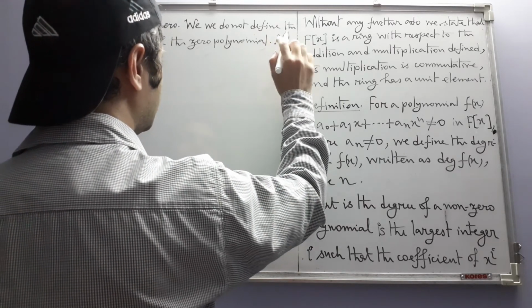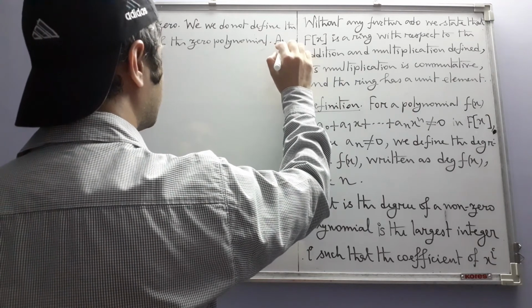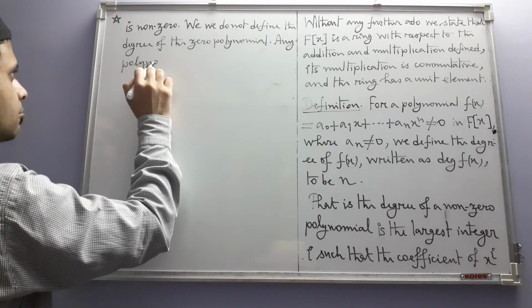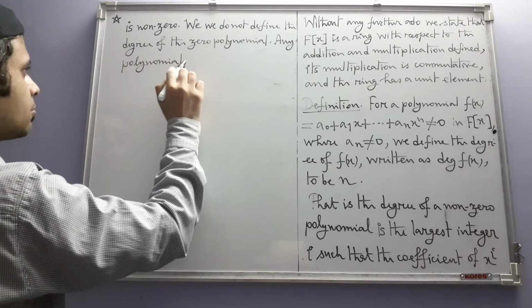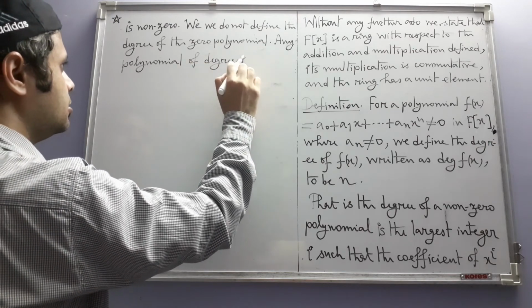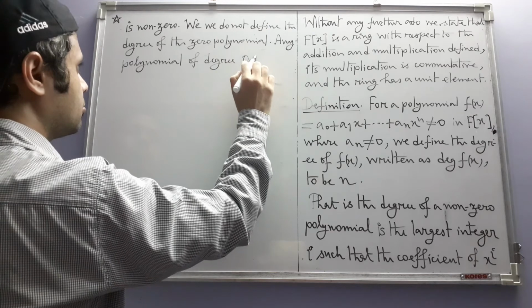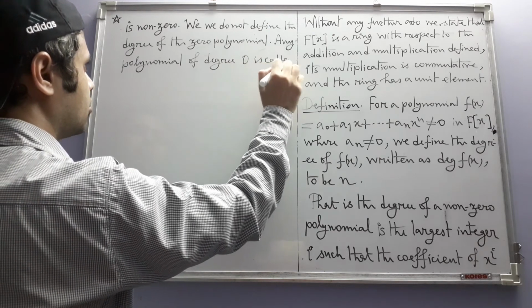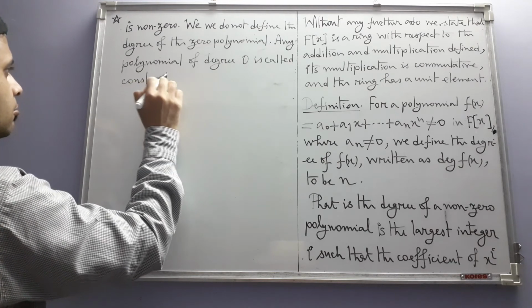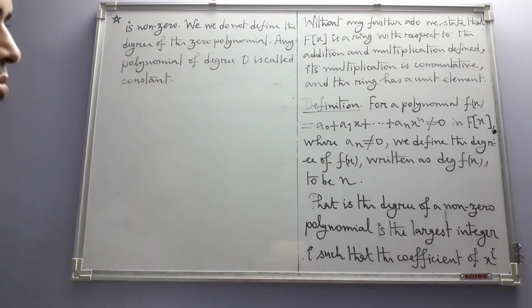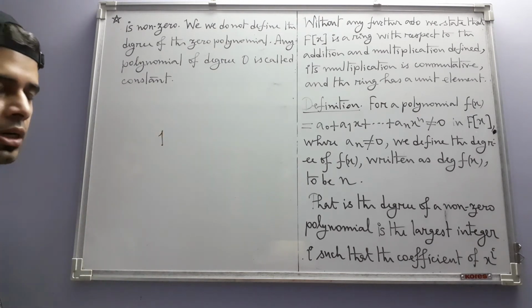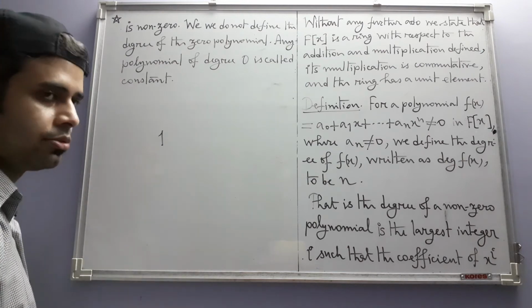Any polynomial of degree 0 is called constant. That is, constant polynomials are like this. All the field elements give us constant polynomials.